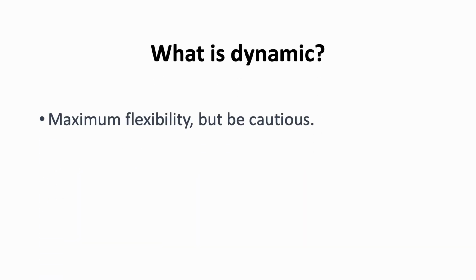What is dynamic? In Dart, the dynamic type is incredibly flexible. When you declare a variable as dynamic, you're essentially telling Dart to allow any data type to be assigned to it. This can be particularly useful when working with data of uncertain or varying types, such as when dealing with external APIs or dynamic data sources. However, this flexibility comes with a trade-off.